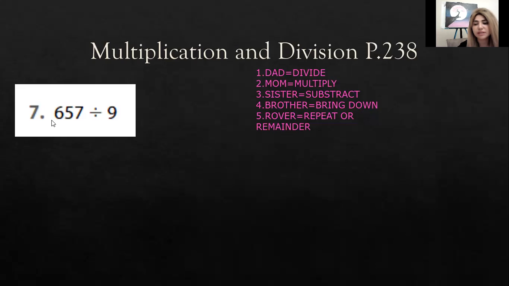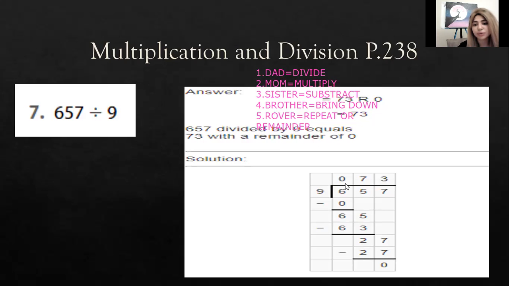Then number 7, 657 divided by 9. What I do, I put here 657. I ask 6, how many 9 you have? Nothing. She doesn't have any 9, so 0. Then the second, multiply 9 times 0, 0. Then minus, 6 minus 0, 0.